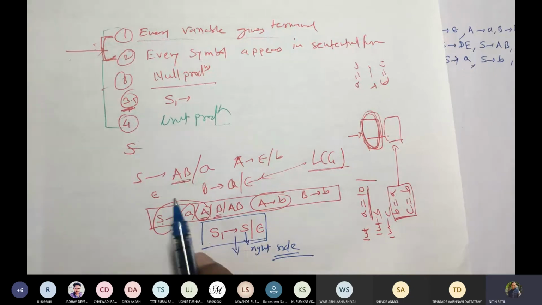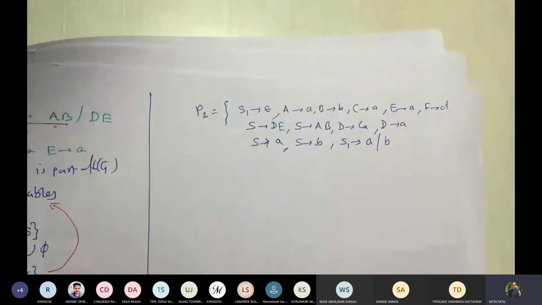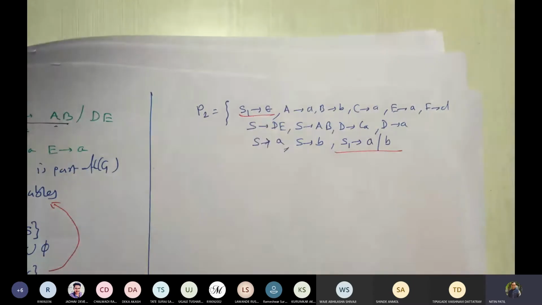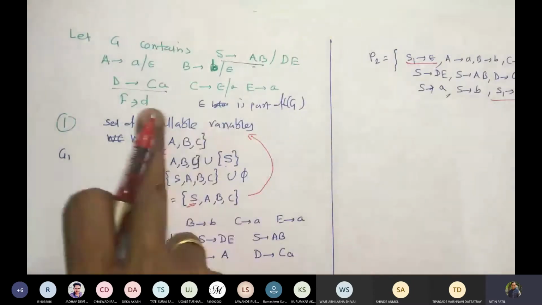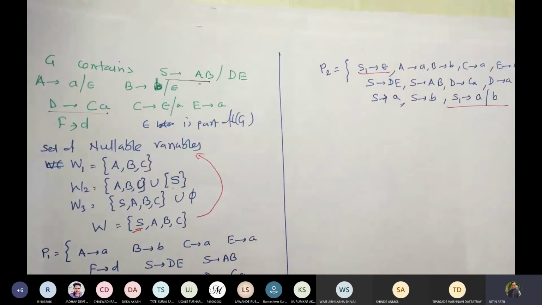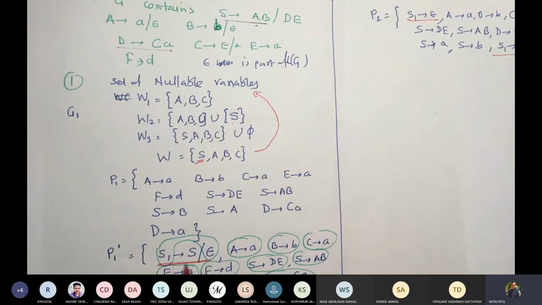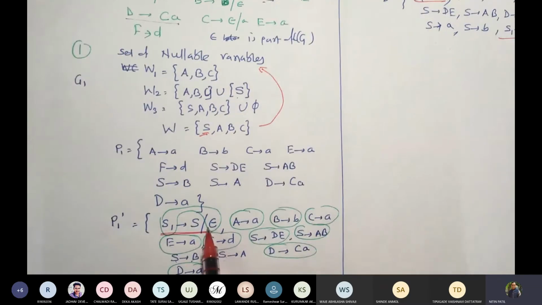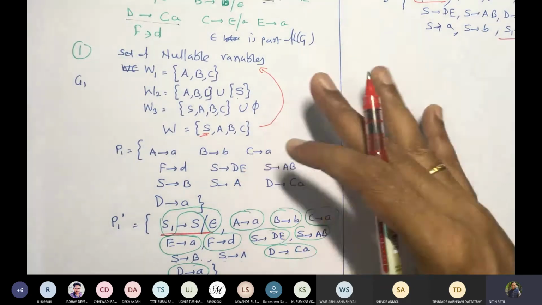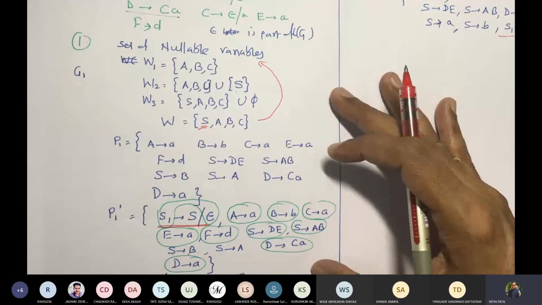Though it is a null production, because S is not occurring on the right side, my language would be lost if my start symbol became S1. How about the remaining strings that would be generated? Fine. So that is the reason why S1 gives S and S1 gives epsilon is not to be added. And I will try to tell you what mistakes students may make in this case.